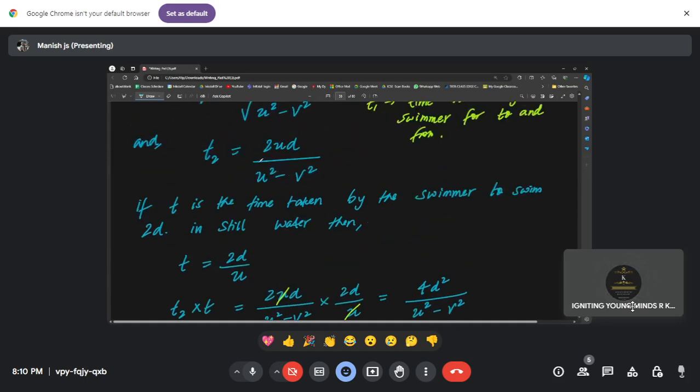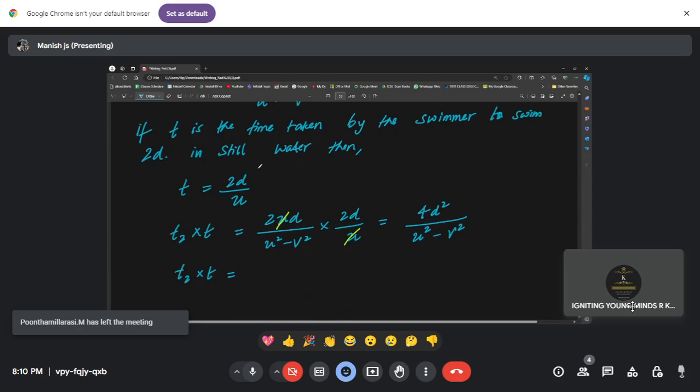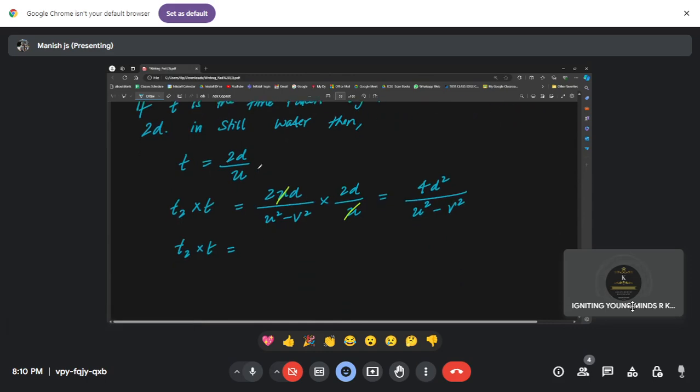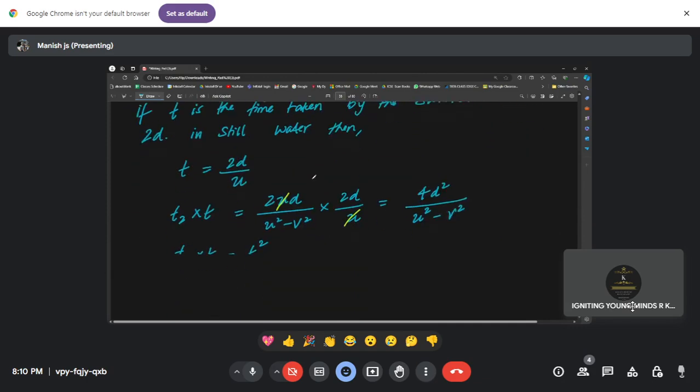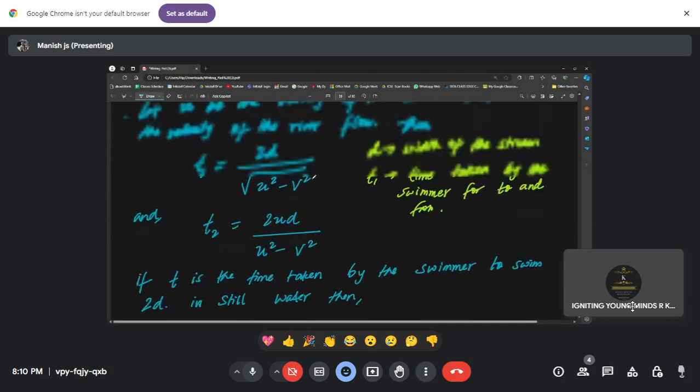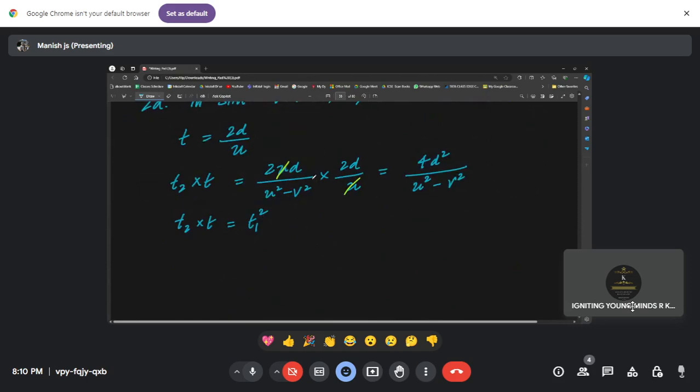Can we relate it here? Can we write it in terms of T2? Yes, you can, right? You can express it in terms of T2. So we can write this as T2 times T is equal to T1 squared. On the top, you can see it is T1 the whole square. This is T1 entirely. If you square it, you will get it back. So that is why we are writing it as T1 squared.